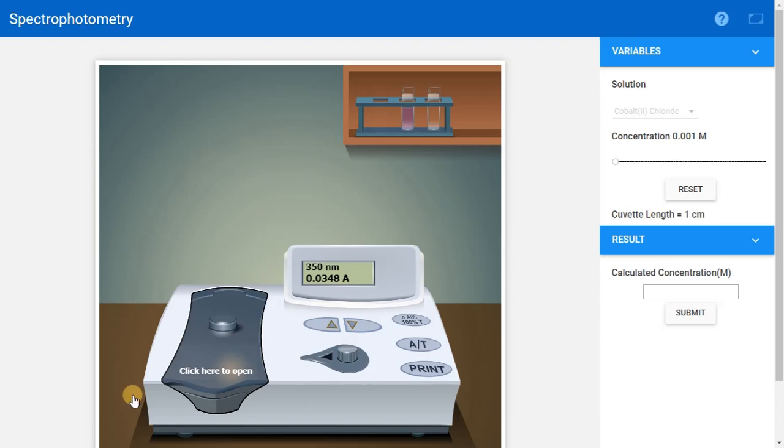So you just increase, and then take note of what is the maximum point and at what point it decreases. Okay, so just click this arrow up. The wavelength goes 343, 348, 358, 368, 375, 385, 395, and the absorbance 0.0410 at 438. Click more.